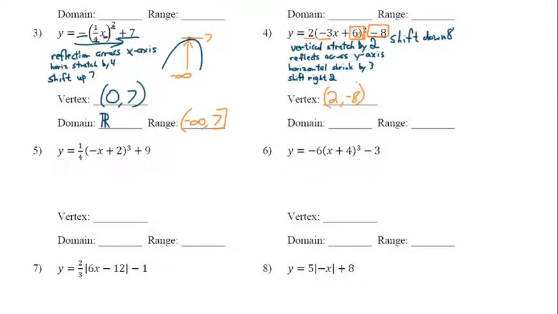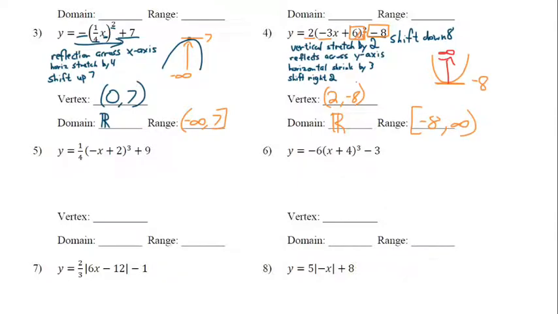Your domain is all real numbers. And last but not least, your range. Okay, so again, this one is not negative, so it opens up normally. There's my y value. So it's going to go from that negative 8 up to positive infinity. So your range is negative 8 to infinity.